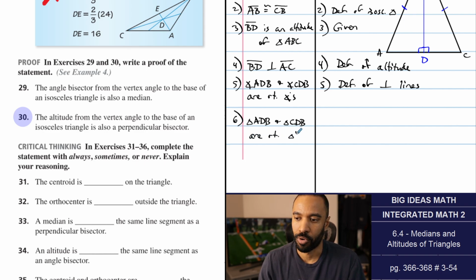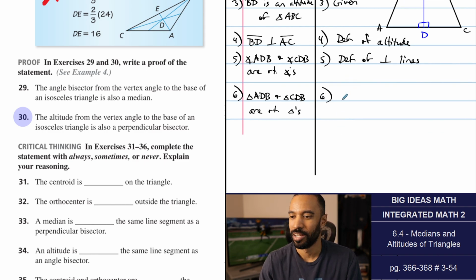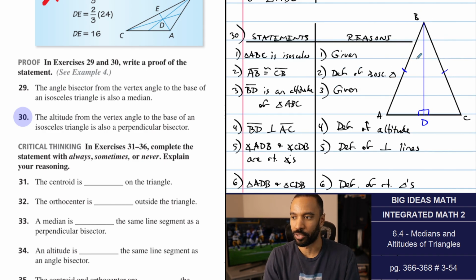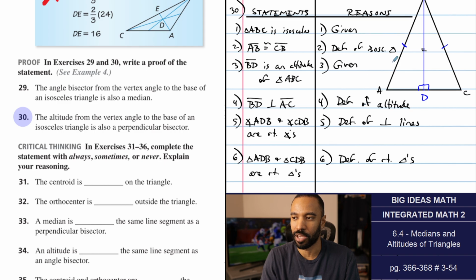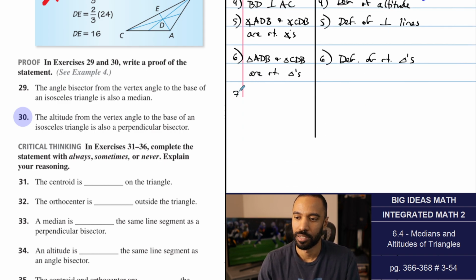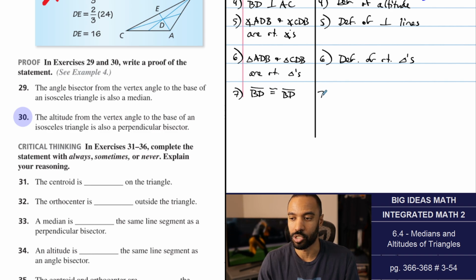I said I needed more room on the reason side. I think I actually need more room on the statement side. By definition of right triangles have right angles. Now that's important for the HL portion. HL can only exist in right triangles, and we show that. Now BD is congruent to itself by the reflexive property. BD congruent to itself by the reflexive property. Those are the legs of each of these triangles.